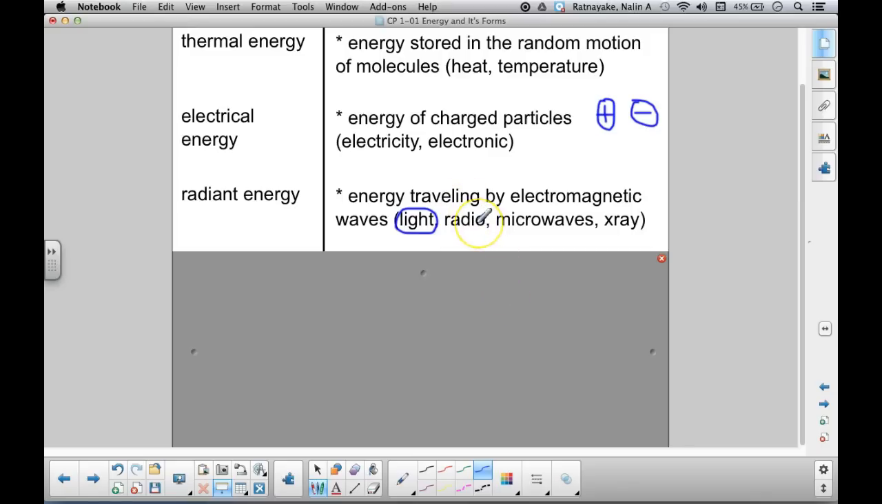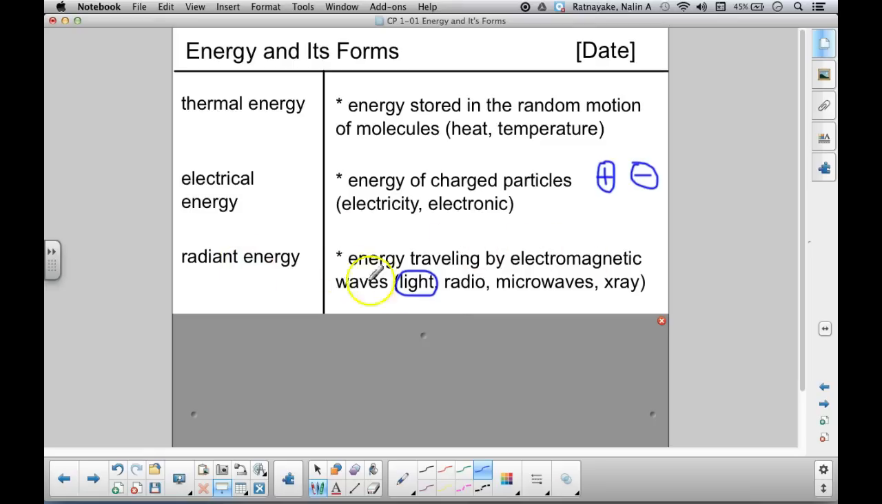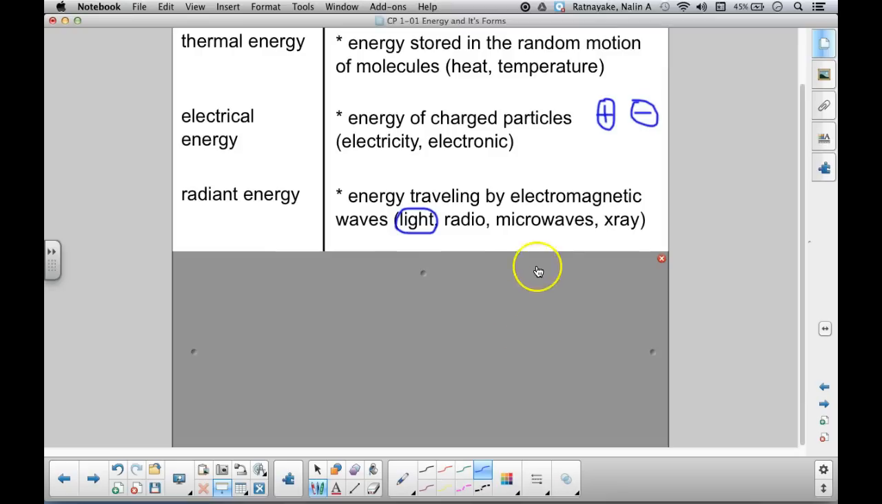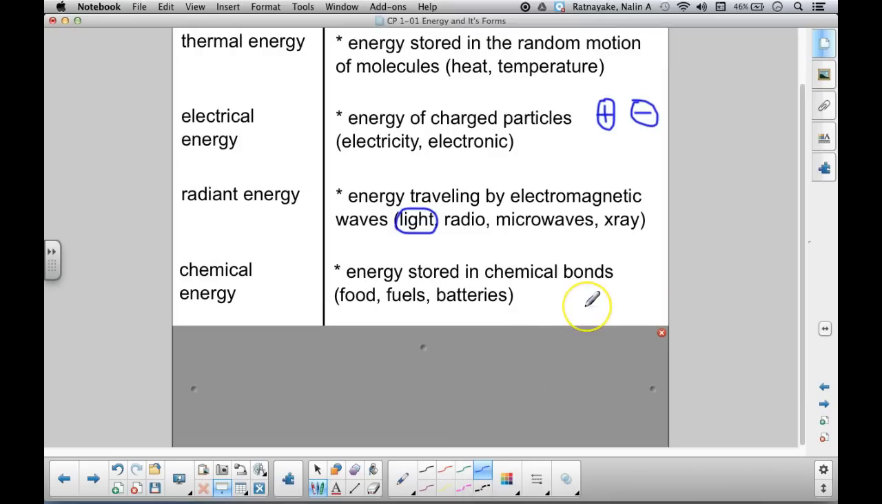There's energy in radio waves. There's energy in microwaves, or you wouldn't be able to cook your food with a microwave oven. There's energy in X-rays, and we'll learn about these a little bit later this year as well. But key idea, if it's traveling by electromagnetic waves or some form of light or invisible rays, it's going to be radiant energy.